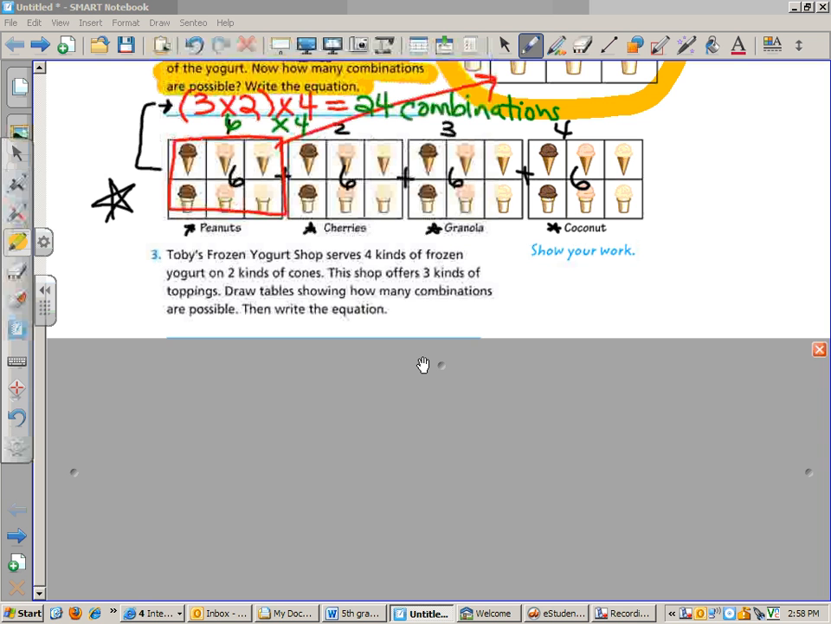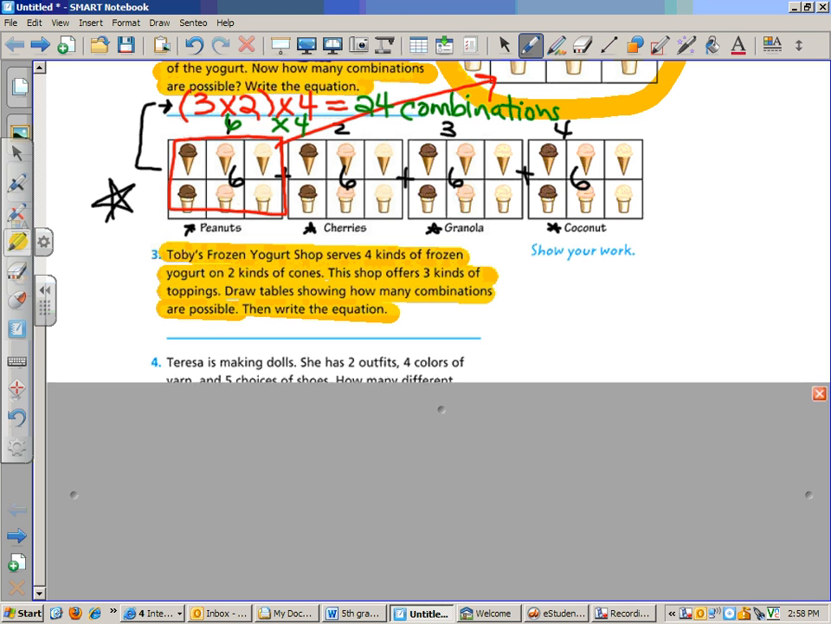All right, let's not skip ahead. Today's frozen yogurt shop serves 4 kinds of frozen yogurt on 2 different kinds of cone. The shop offers 3 kinds of toppings. Draw a table showing how many combinations are possible, then write your equation. What they're asking you to do, and your drawings can be totally different, and this is what we're going to practice in the classroom tomorrow.